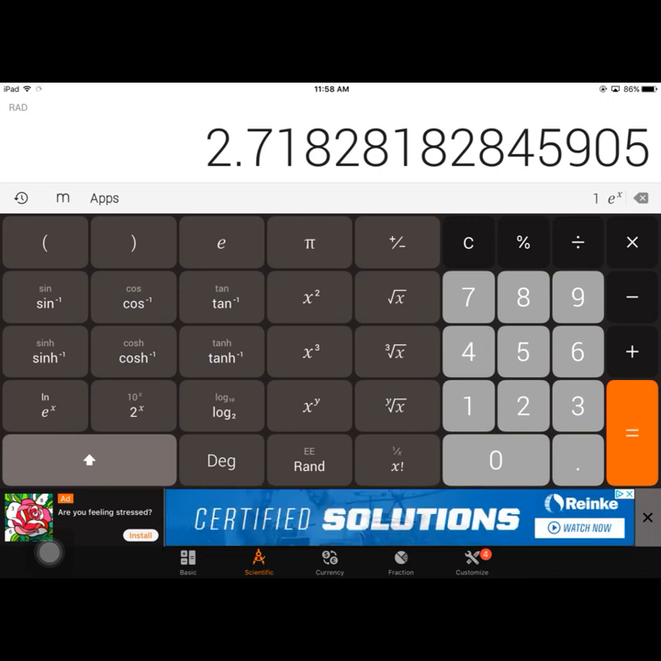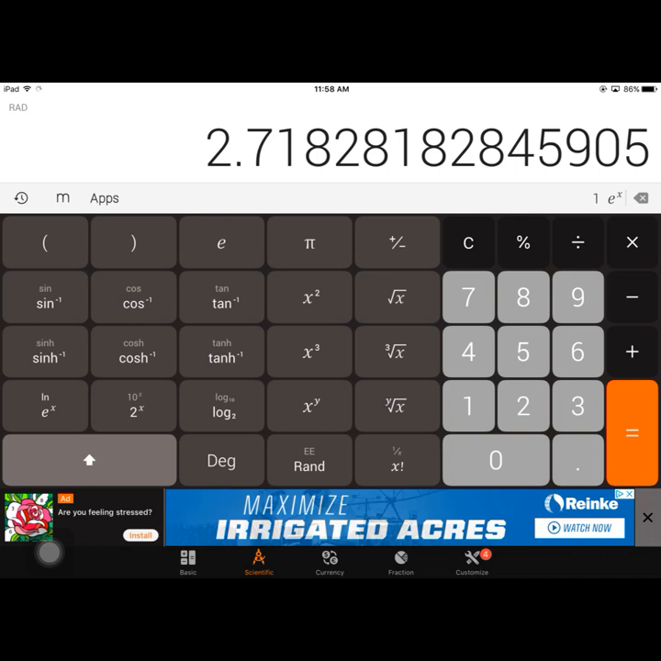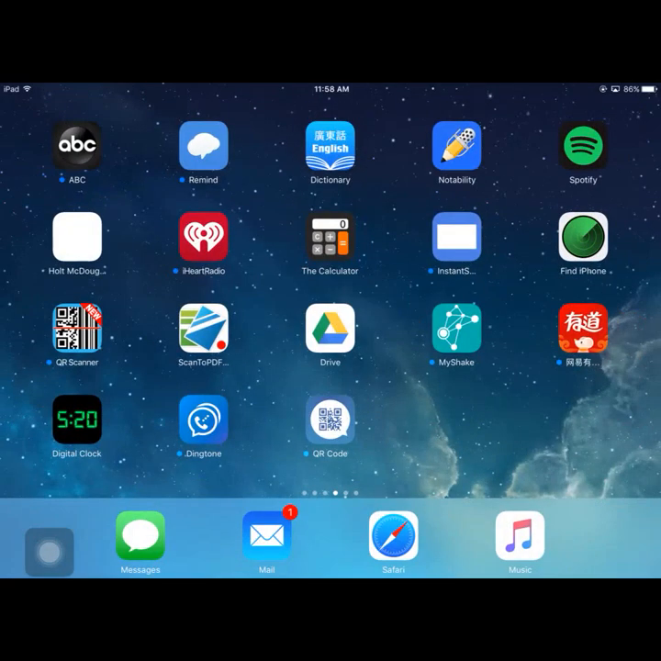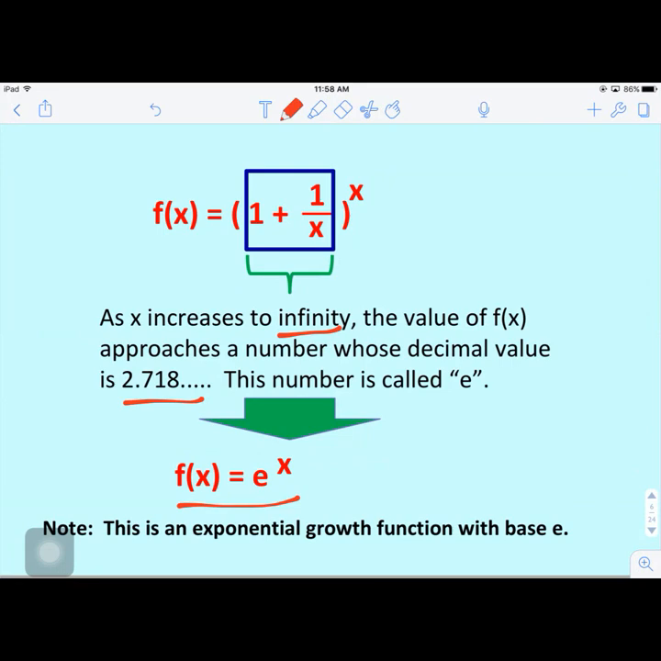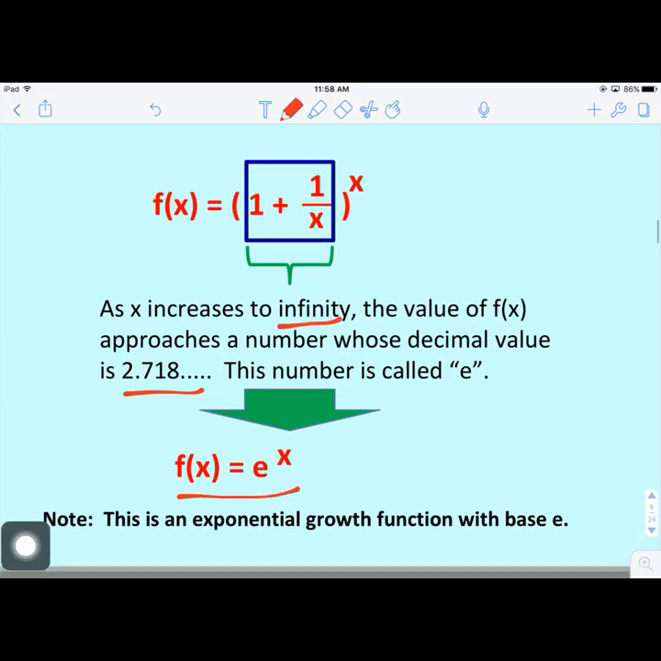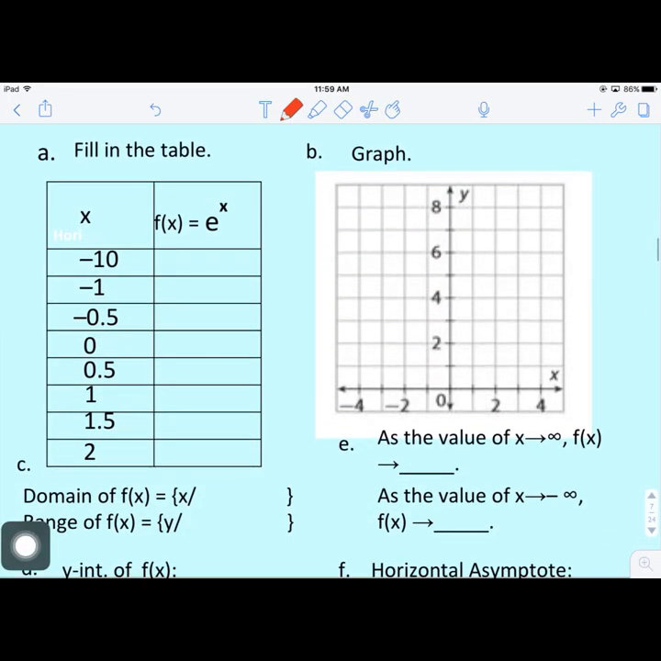So this whole thing is equivalent to e. As you can see, e is an irrational number because it does not stop at the last digit here. It keeps going. And now that we know what e is, we are going to investigate the first example. So we have the first basic graph of f of x equals e to the x.